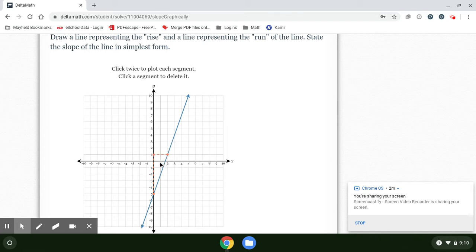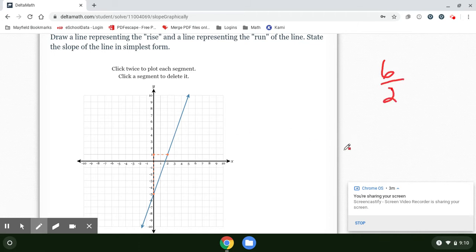Now there was an easier way to do this. I could have went up to the -2 and over 1. But I want to show you what happens if you draw a line that's a little bigger. So I'm up 6, right 2. Write that down. 6 over 2.